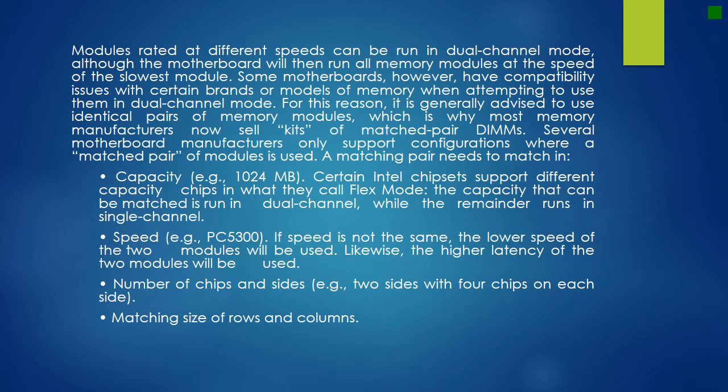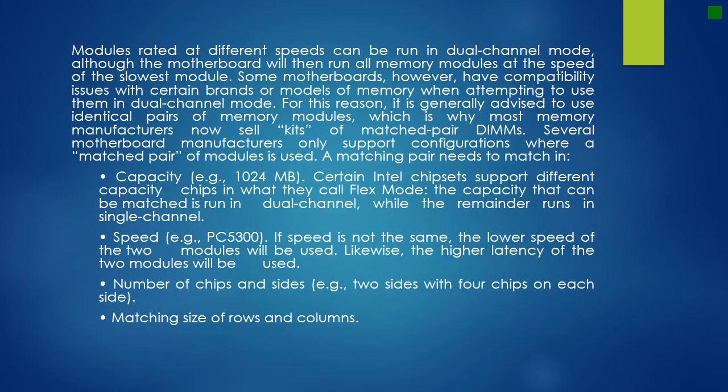Modules rated at different speeds can be run in dual channel mode, although the motherboard will then run all memory modules at the speed of the lowest module. Some motherboards, however, have compatibility issues with certain brands or models of memory when attempting to use them in dual channel mode. For this reason, it is generally advised to use identical pairs of memory modules, which is why most memory manufacturers now sell kits of matched pair DIMMs.